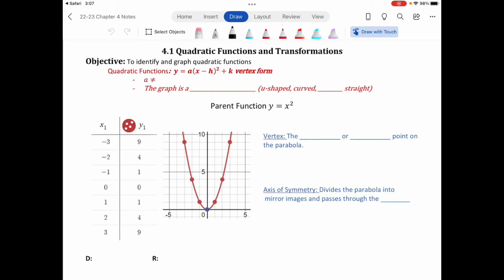In 4.1, we're going to look at quadratic functions and their transformations. We'll learn how to identify and graph quadratic functions. These functions come in two different forms, and the first one we're going to look at is vertex form.